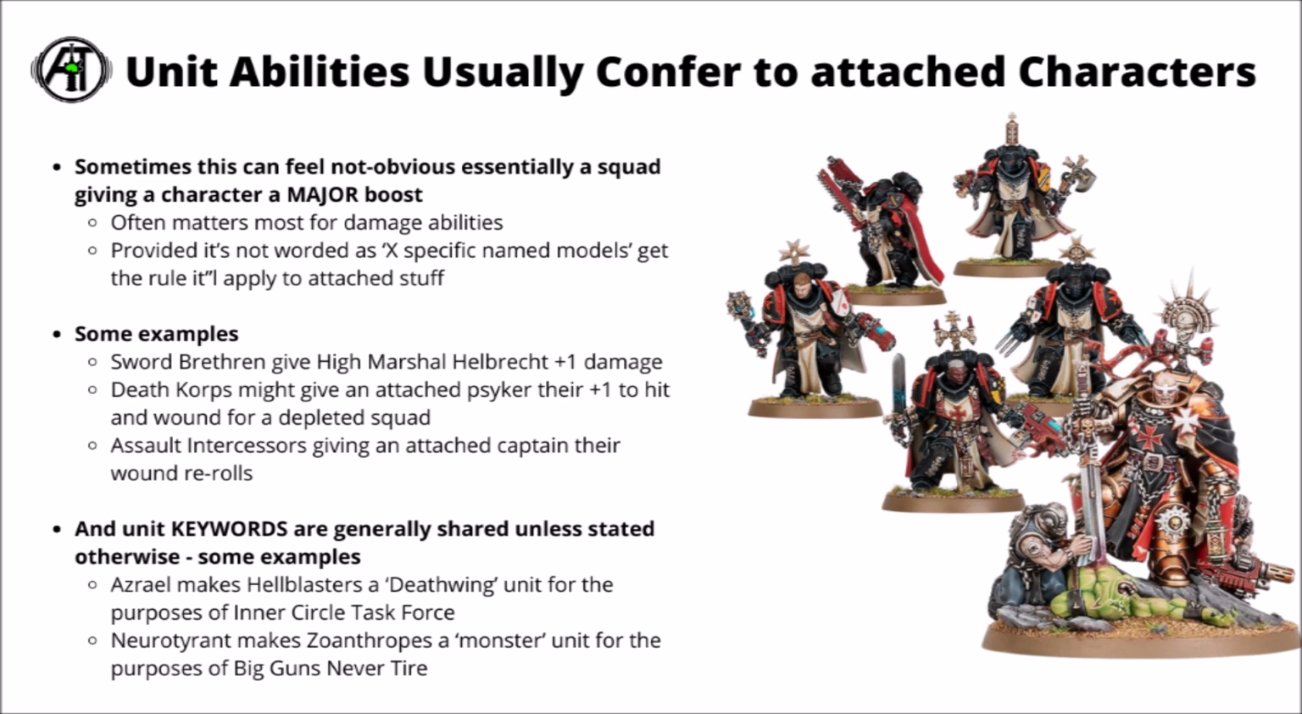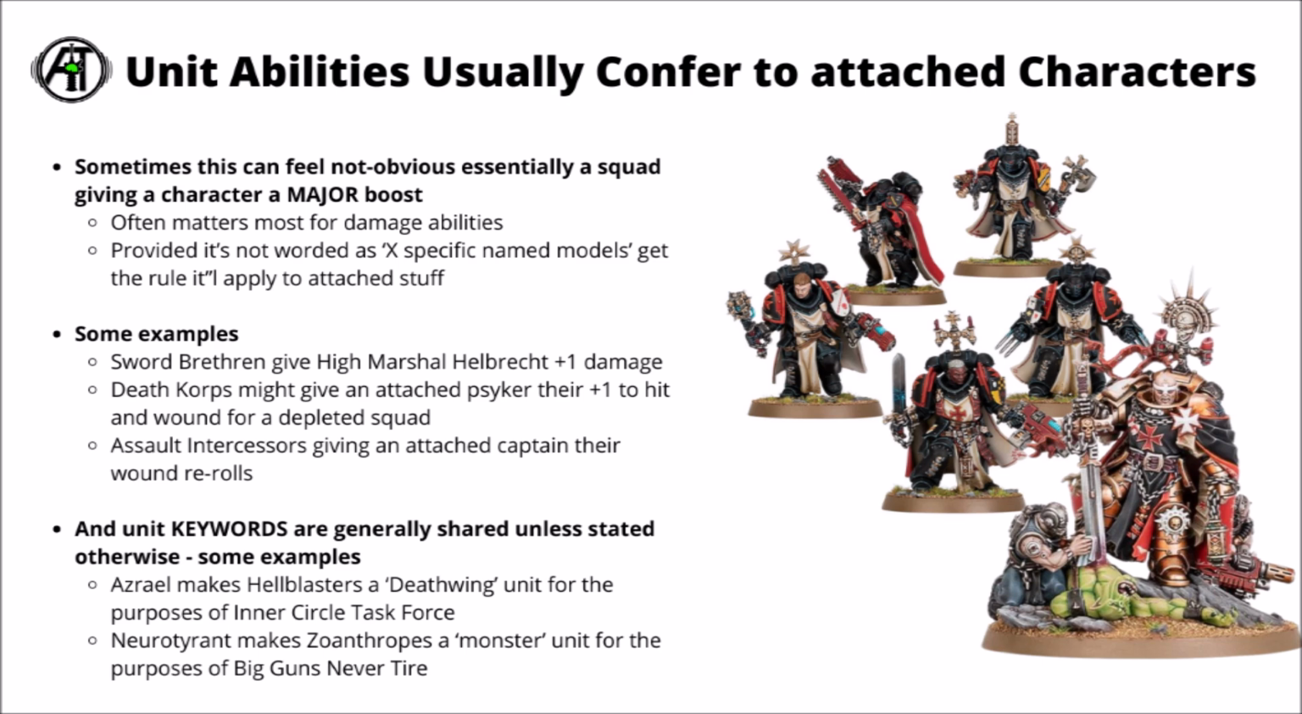In the same way, keywords also apply to the entire unit for anything that checks keyword by unit and not by model. Lots of stratagems tend to target keyworded units as opposed to models with that keyword, and it can have some important interactions. Say for example, Azrael can make a Hellblaster's unit Deathwing for the purposes of the Inner Circle Task Force, because Azrael himself has the keyword. Not entirely sure if that one was intentional, but it is the way that it works.